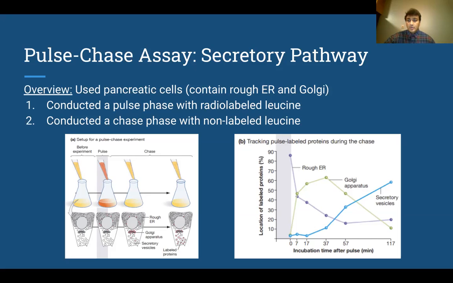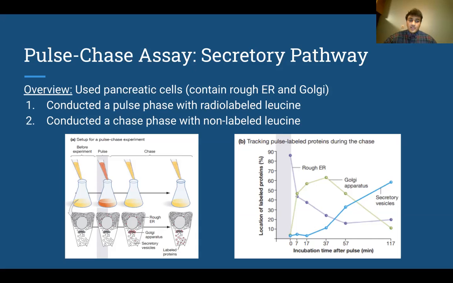This is what's being shown in Figure A. You can see the radiolabeled leucine indicated by the orange liquid added by the pulse phase. Immediately after, the chase with non-labeled leucine, which in this case is yellow, was used to flush any leftover radiolabeled material out. The idea here, as mentioned before, is that this allows the location of the proteins to be visualized over time, as only proteins synthesized during the pulse phase are visualized.